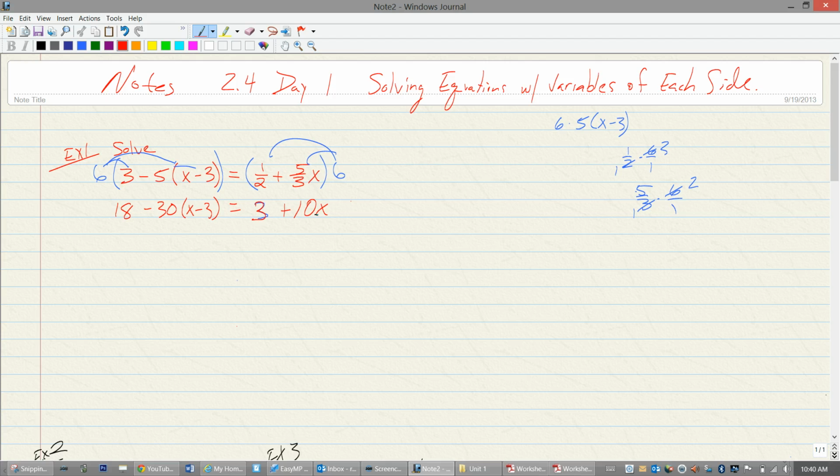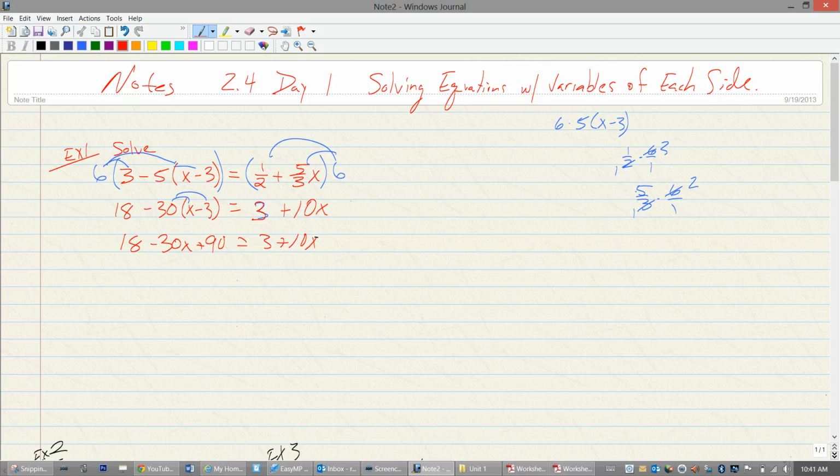Okay, and now let's take a look. Can somebody guess what to do? If you've done it before, that's awesome. Take a good guess as to what to do. So we decided that we were going to distribute here. So we're going to just distribute the 18. We won't do the 18 minus 30 first because that's subtraction. We want to do the multiplication first. So it's minus 30x plus 20 equals 30 plus 10x.